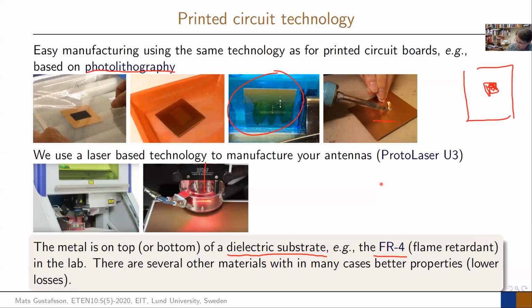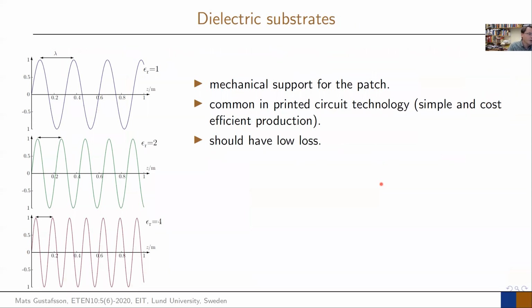And there's of course a lot of work that tries to make that dielectric material good, in the meaning that it should be good for antennas. So that means now we have a dielectric substrate. And as I just mentioned, it's a mechanical support for the patch. It's used in all printed circuit technology. So it really is something like this, sits like that. It sits inside of this. It's the way it is made in some ways.